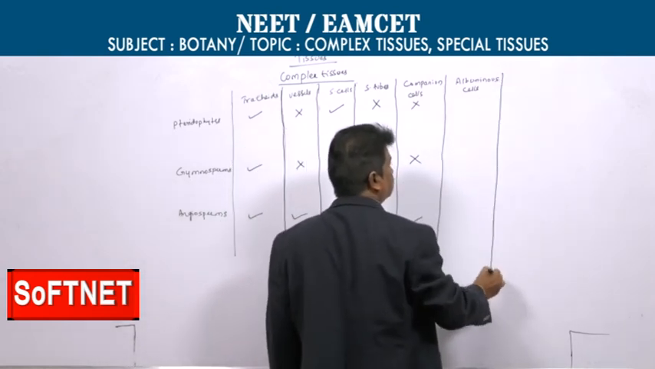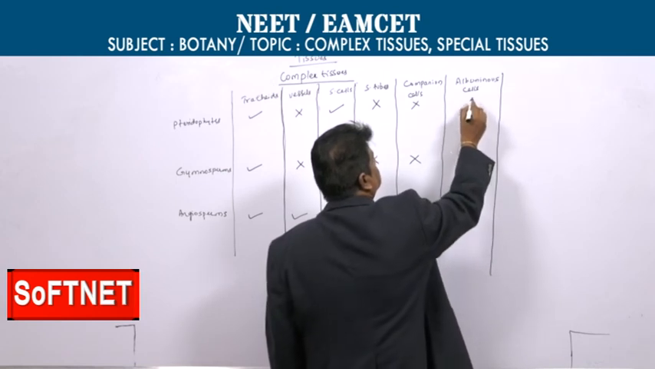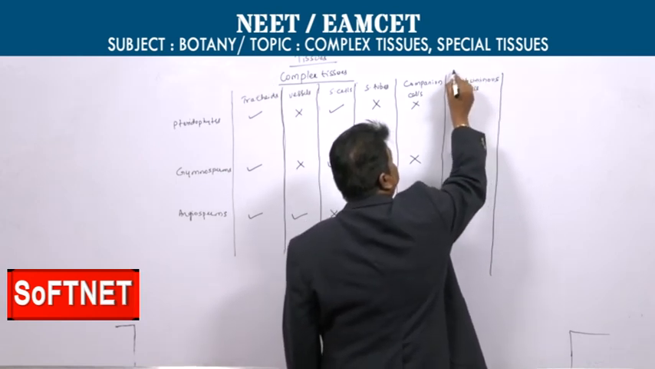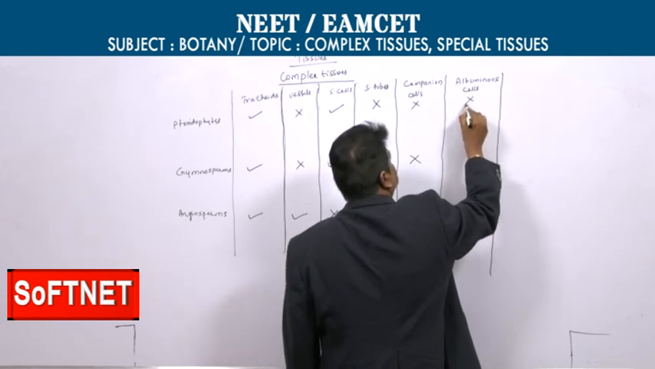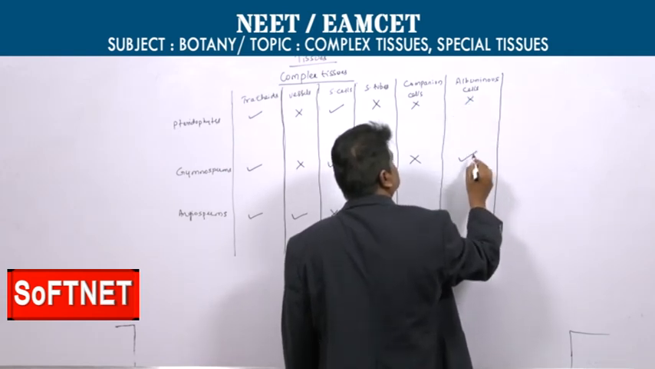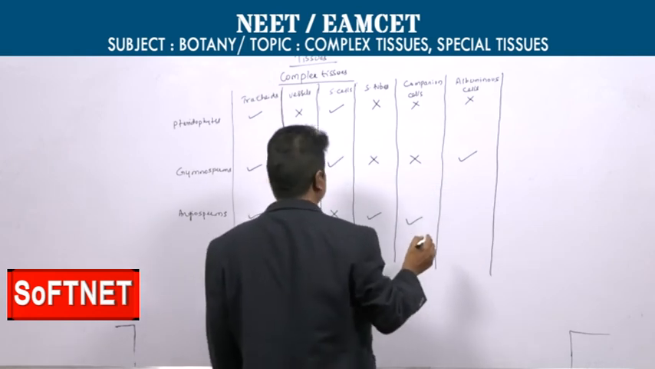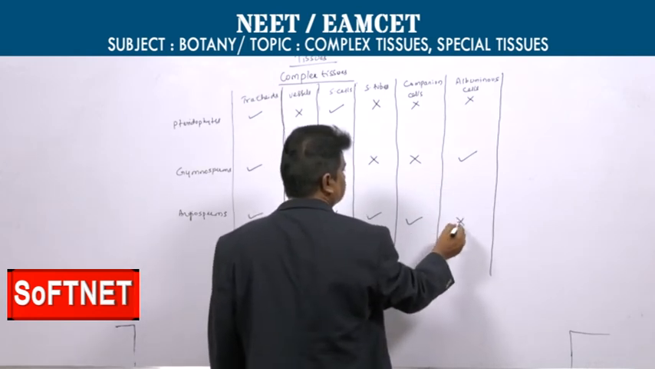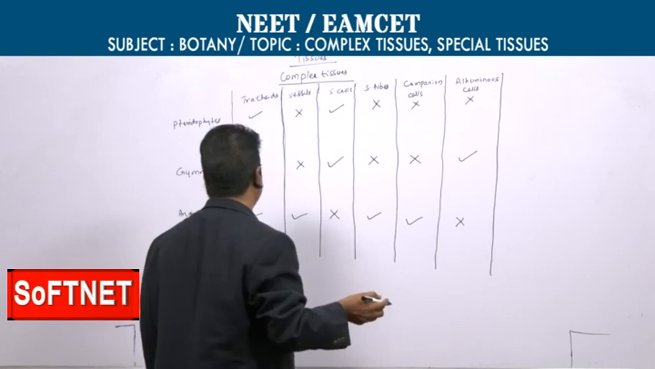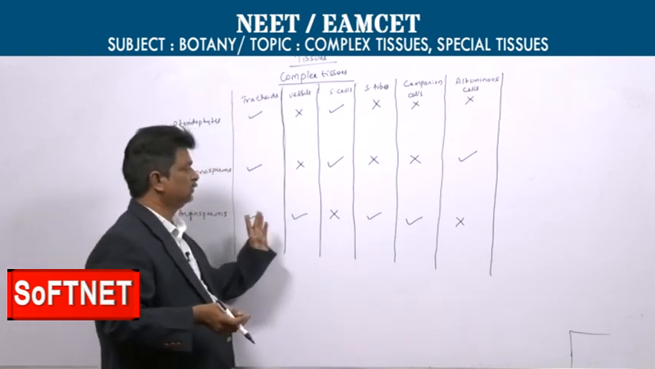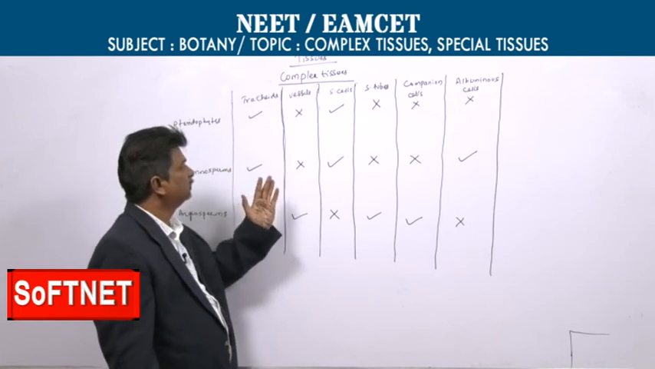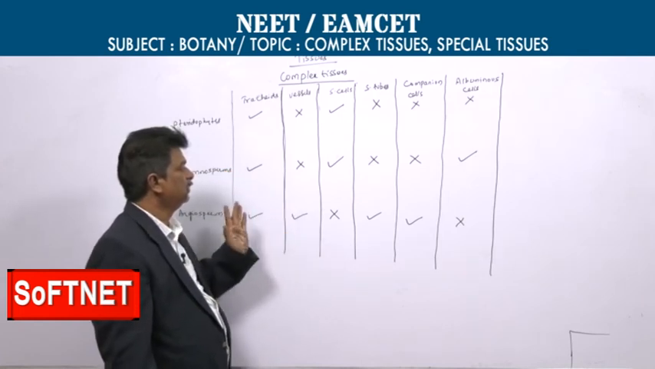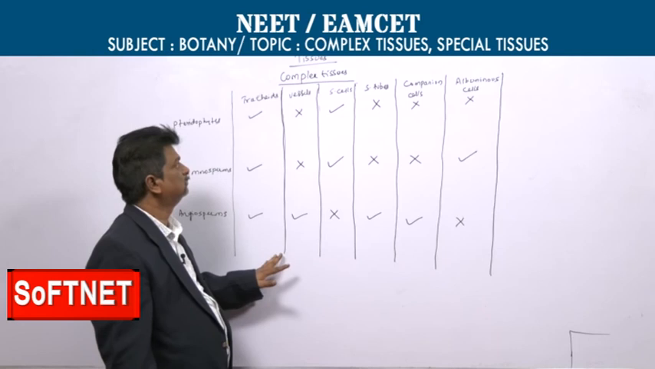Next one, albuminous cells, right? Albuminous cells are absent in pteridophytes, present in gymnosperms, absent in angiosperms. So this is clear. So these are conducting cells of xylem and phloem.